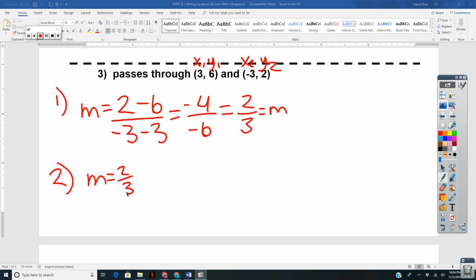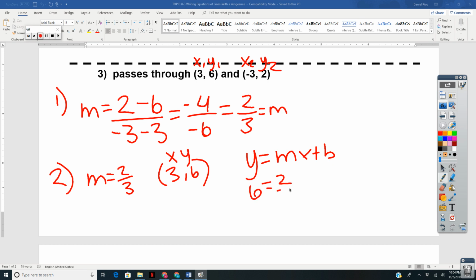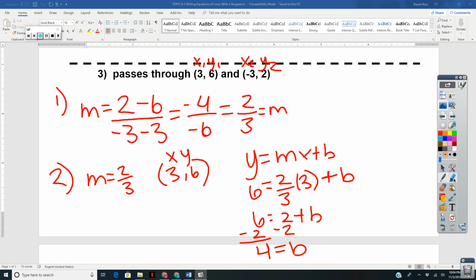Step 2, you have to use your slope, which is 2 over 3. Again, you can use it as a decimal if you want. It's the same thing. So m equals 2 over 3, and I'm going to pick whichever point. I'm going to use 3, 6, and I'm going to label it x, y. Okay. And then I'm going to use my equation, y equals mx plus b. And instead of the y, I'm going to put the 6. Instead of the m, I'm going to put 2 over 3. Instead of the x, I'm going to put 3, plus b. Okay. 2 over 3 times 3 gives me 2, plus b. And then subtract the 2 to move it to the other side. That's 4 equals b.